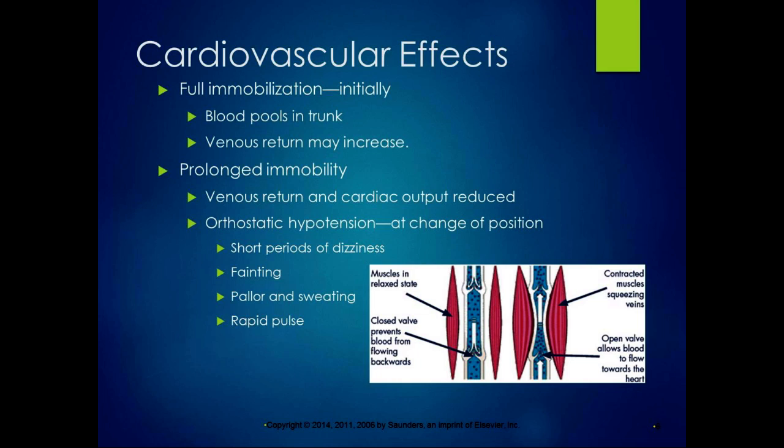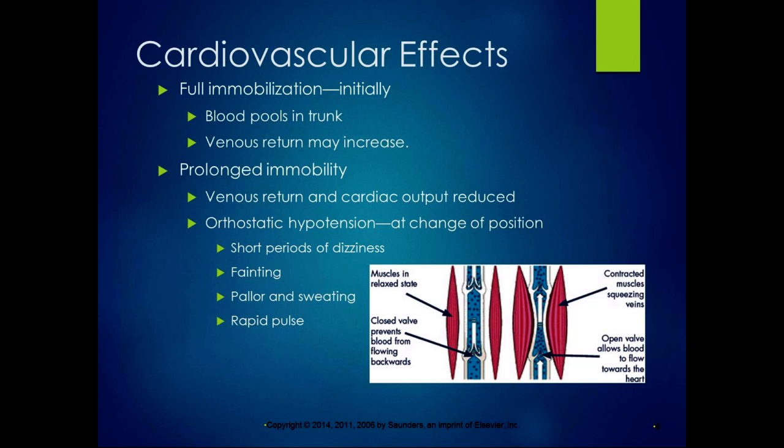The cardiovascular system is also affected. We talked about the lack of venous return. Initially, if somebody's completely immobilized, blood pools in their trunk, and you might get increased venous return just because of that back pressure from the blood pooling in the trunk. With prolonged immobility, the venous return and the cardiac output are reduced. So that can result in orthostatic hypotension, which is lowered blood pressure at change of position. So you sit someone up and they're dizzy. They could faint. They might be pale and sweaty and have a rapid pulse.